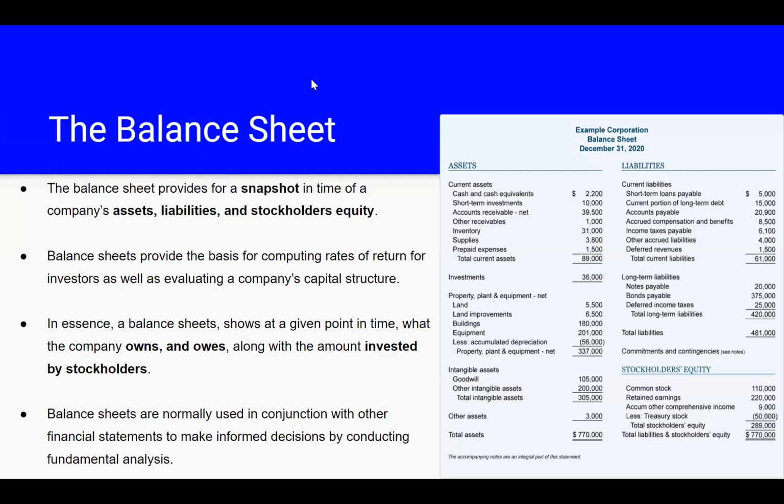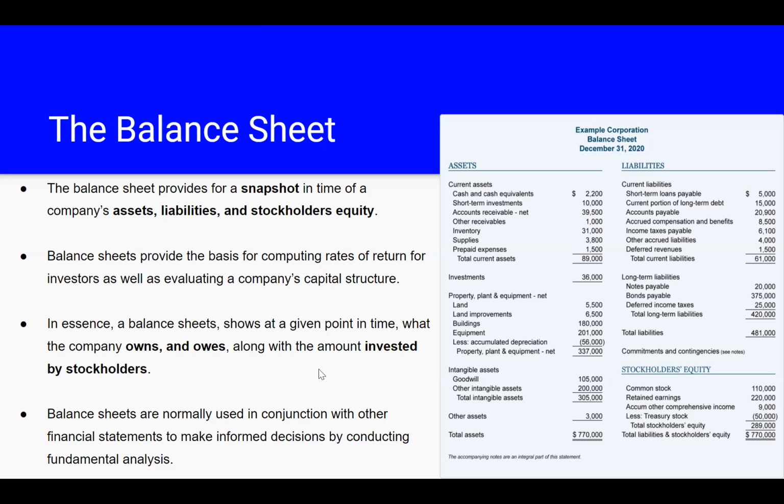Okay, so first thing, the balance sheet. The balance sheet provides a snapshot in time of the company's assets, liabilities, and stockholders' equity. Balance sheets provide the basis for computing rates of return for investors, as well as evaluating a company's capital structure. Capital structure meaning how much debt and equity a company has.